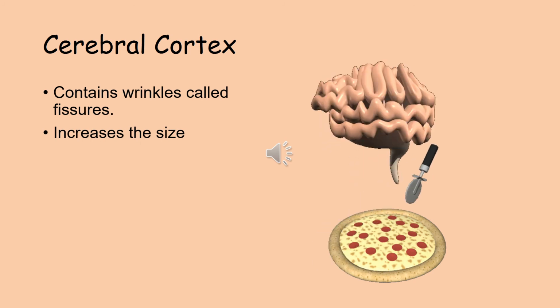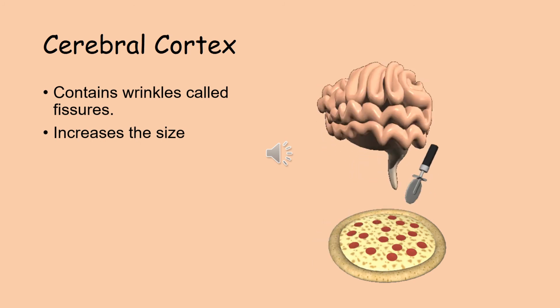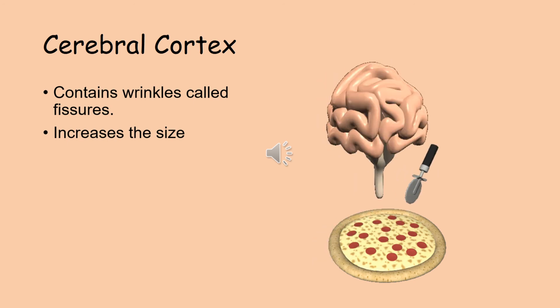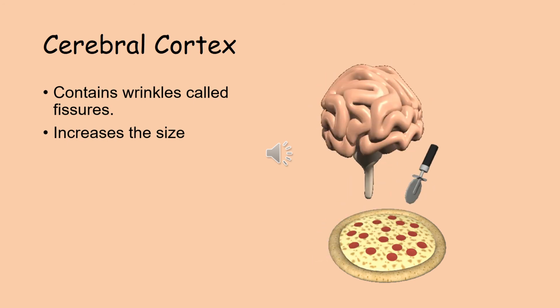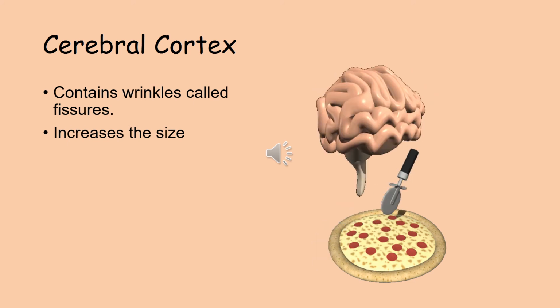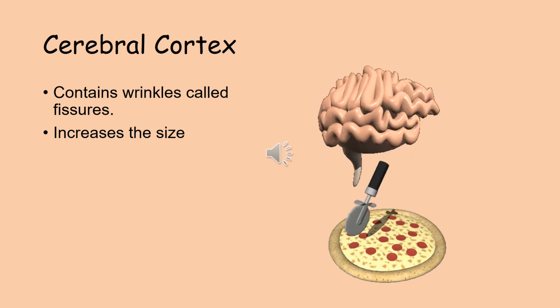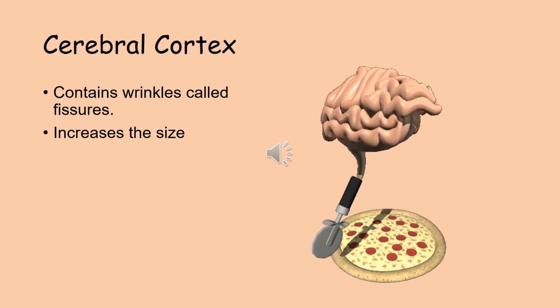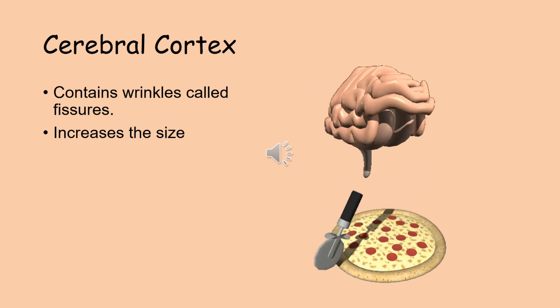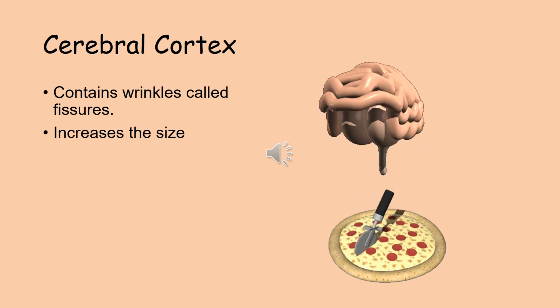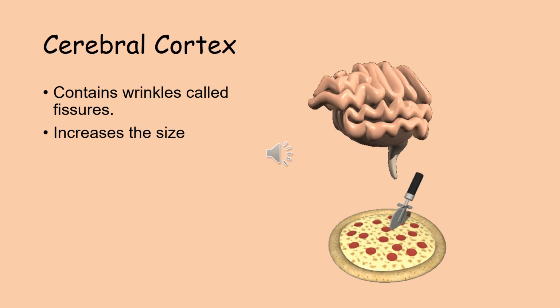The cerebral cortex contains fissures. It's neatly coiled inside of the brain so that it can take a large mass and fit neatly in your skull. If you were to unravel the cerebral cortex, it would be roughly the size of a big, giant pizza. However, it's neatly coiled in these fissures, which allow it to fit in a small space inside of the skull.